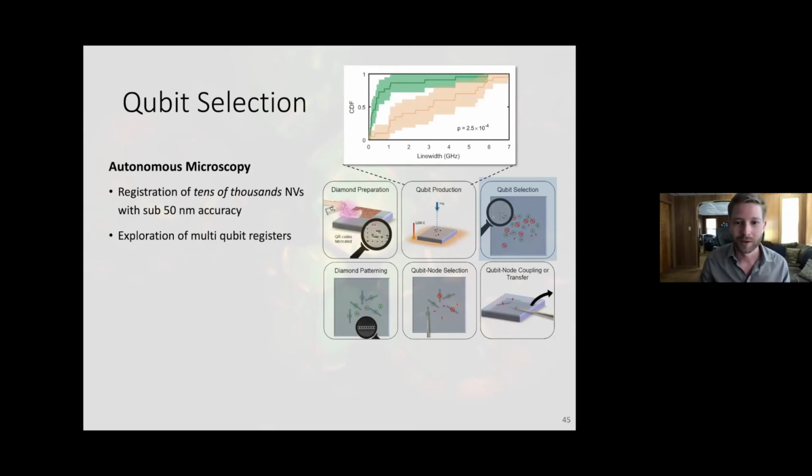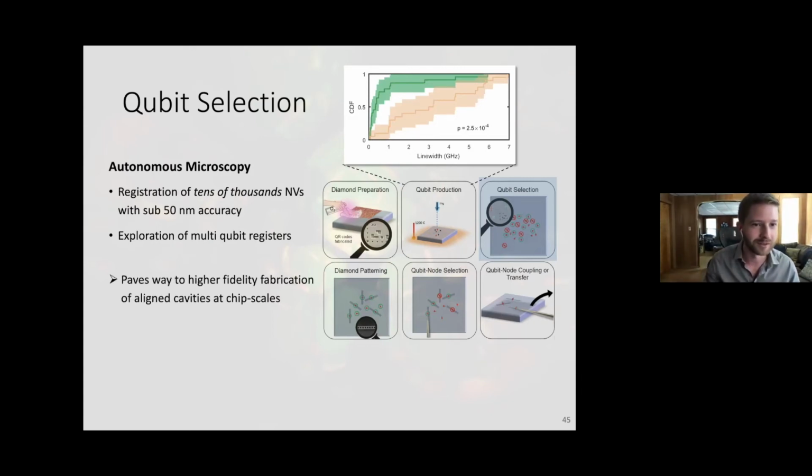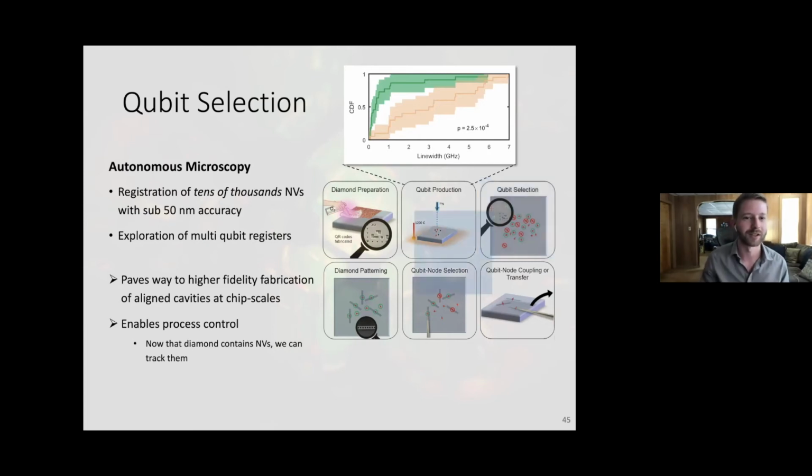So now that we have these NVs in the diamond and we found them already, instead of comparing two different ensembles like we did in the qubit production, we can actually compare the same emitters through the fabrication process. Which is going to pave the way to higher fidelity fabrication of these aligned systems, and importantly, enable process control. And so we can examine what that looks like in our diamond patterning step.